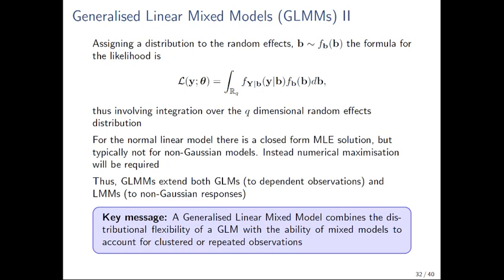So the key message here is GLMMs extend in two directions at once. They extend generalized linear models to dependent observations, and they extend LMMs to non-Gaussian responses. So a generalized linear mixed model combines the distributional flexibility of a GLM with the ability of mixed models to account for clustered or repeated observations.